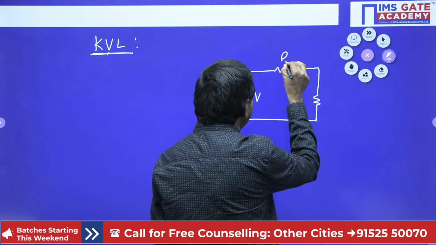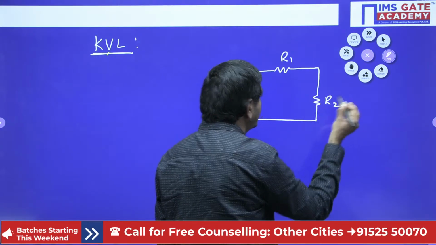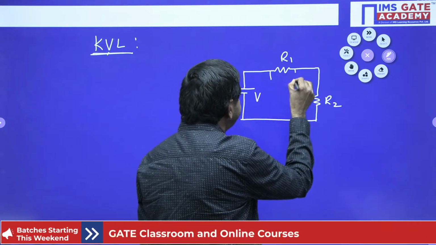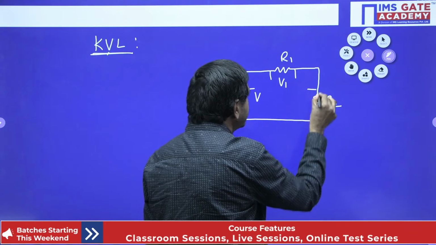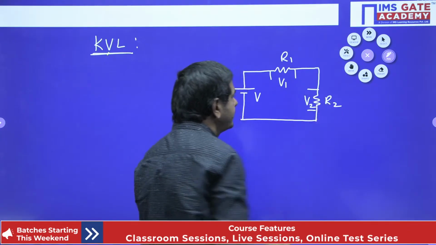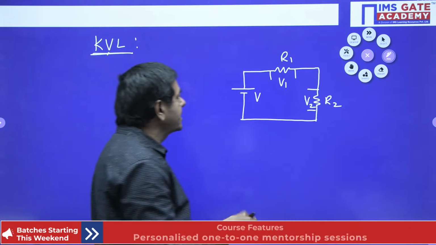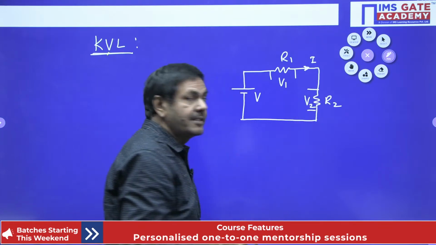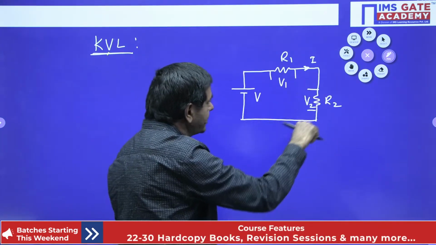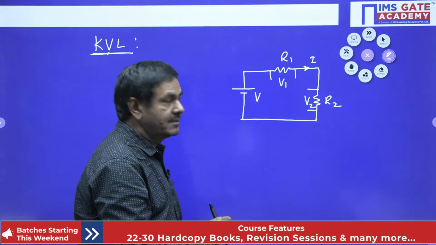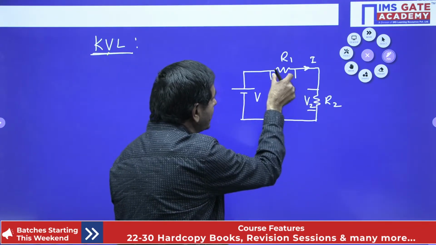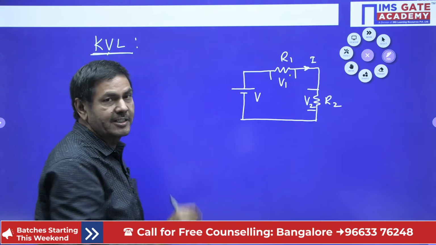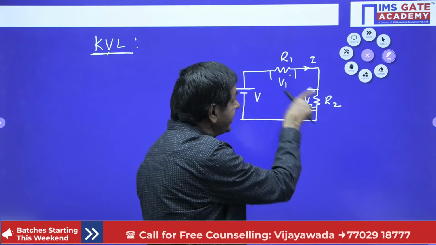The resistance I have taken R1. The resistance I have taken R2 only. The drop across this R1, I wish to take as V1. The drop across this R2, I have taken V2 only. In the series circuit, we know the current is the same. That current I can take as I. What does KVL say? In any closed circuit, this is one of the closed circuits, the sum of the voltage drops across the resistors is equal to the supply voltage only. Whatever the elements are given here, I have taken resistors.